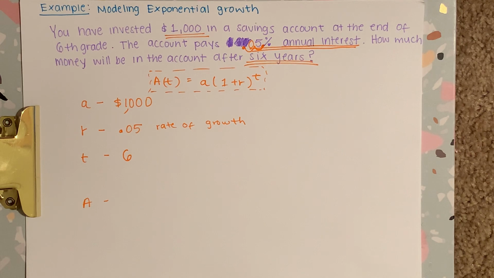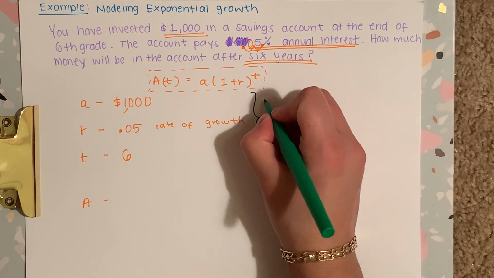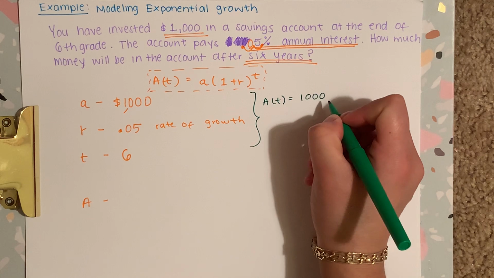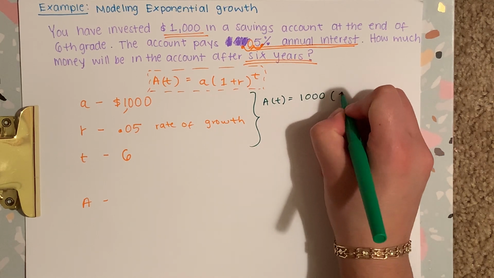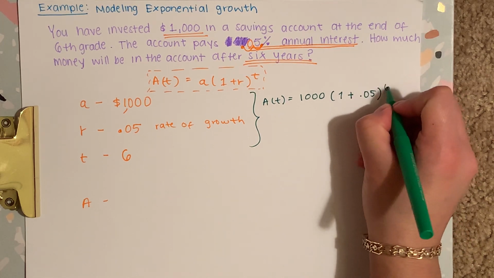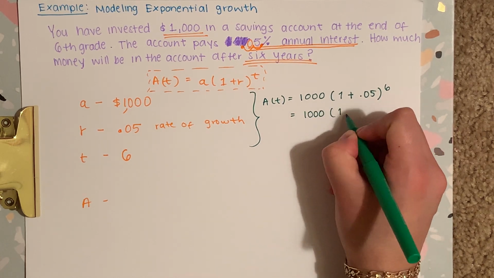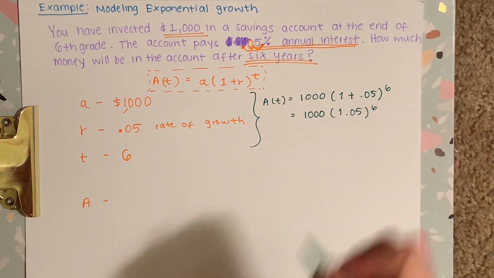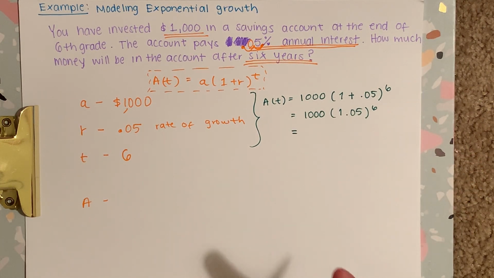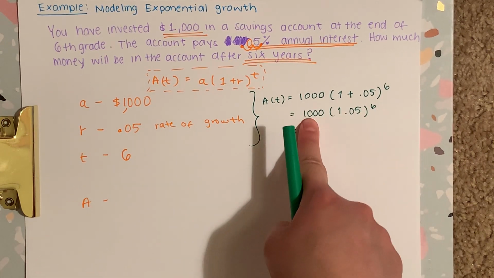So taking all that information, we're going to substitute it up here. So A of T equals, so our lowercase a is 1,000. Then we have 1 plus 0.05 to the power of 6. That is going to be simplified to 1,000 times 1.05 to the power of 6. And then if you plug this into your calculator, that would be 1.05 to the power of 6 times 1,000.